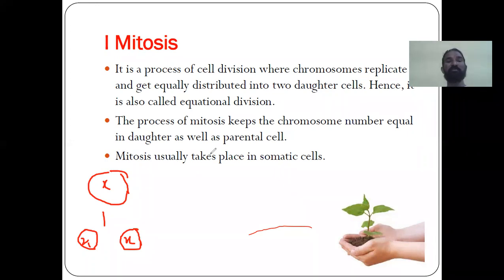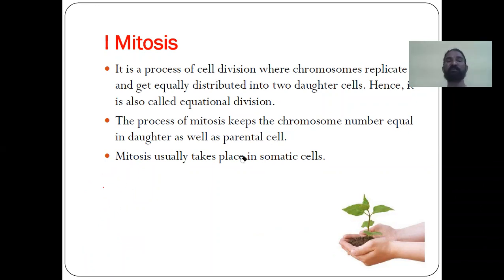Mitosis usually takes place in the somatic cells, which means vegetative cells. Mitosis always takes place in the somatic cells of the body, or vegetative cells of the body. So this is an introduction to mitosis.